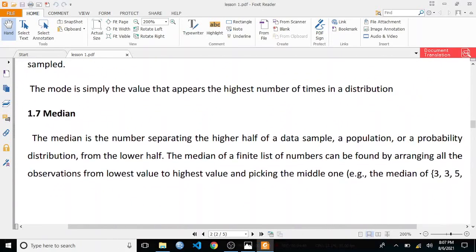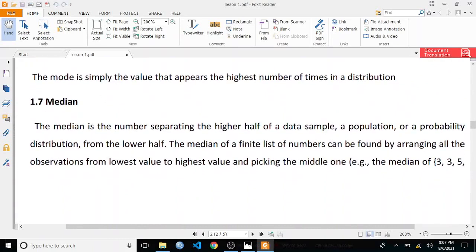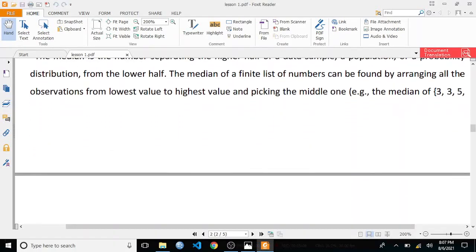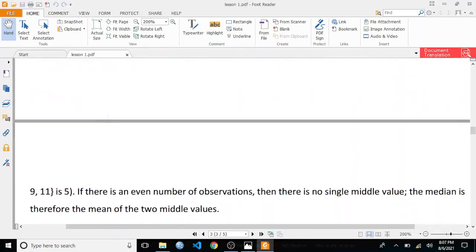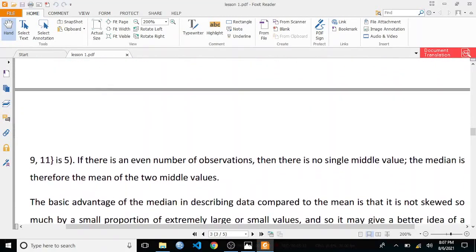Now, the median is the number separating the higher half of a data sample, a population, or a probability distribution from the lower half. The median of a finite list of numbers can be found by arranging all the observations from lowest value to highest value and picking the middle one. For example, in this range of 3, 3, 5, 9, and 11, the median is 5.